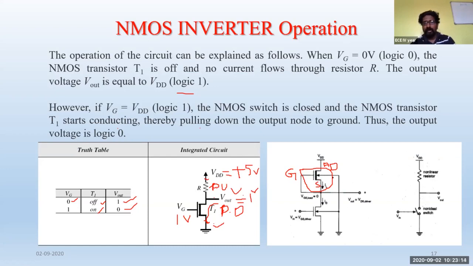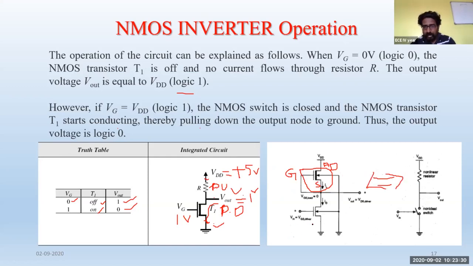So this is how the connection should be made for the depletion mode transistor if you are trying to use the depletion mode transistor in an NMOS inverter. So now this is equivalent to this circuit here, which is equivalent to this resistor here. And now let us see.